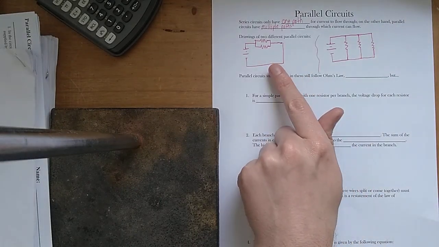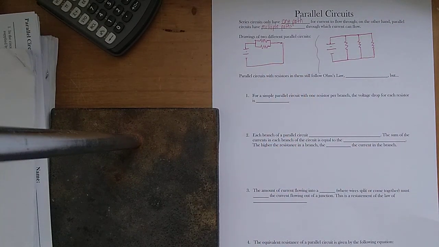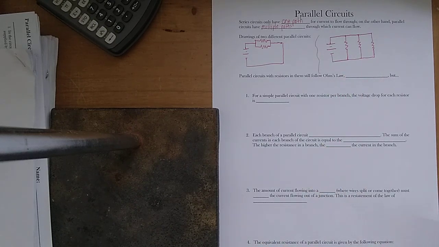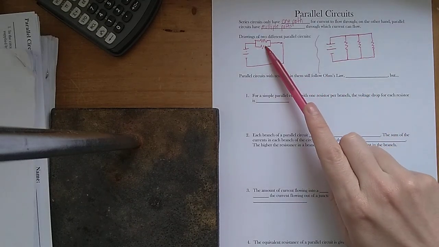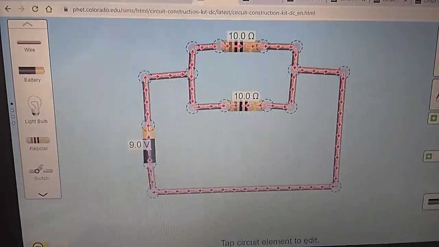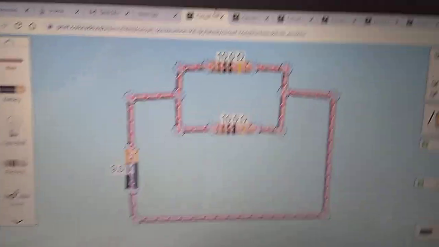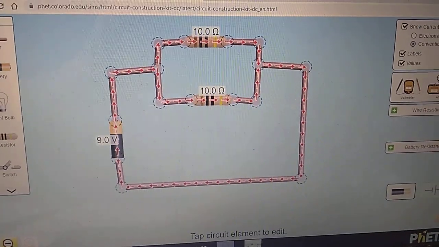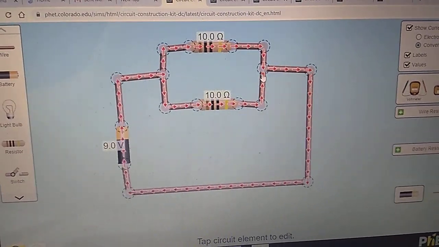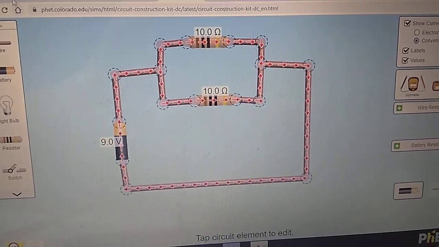So this is a parallel circuit with two resistors in it. This is a parallel circuit with 3 resistors in it. And let's see, here we have 2 separate branches, here we have 3 separate branches. Just to show you that you can draw these on the computer, here are some examples. Here's that first kind that we talked about. Notice that you have the current splitting at this junction right here, and then recombining at this junction right here.